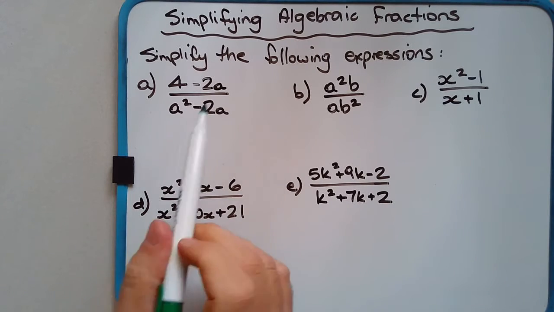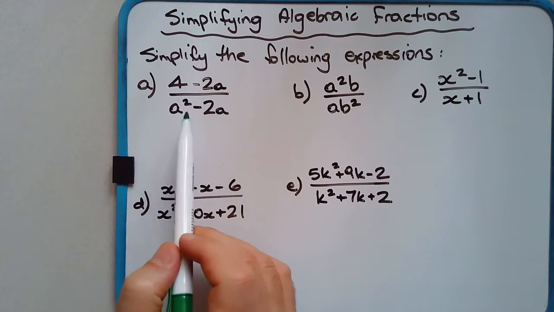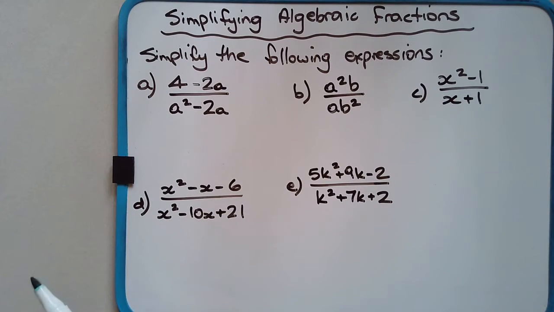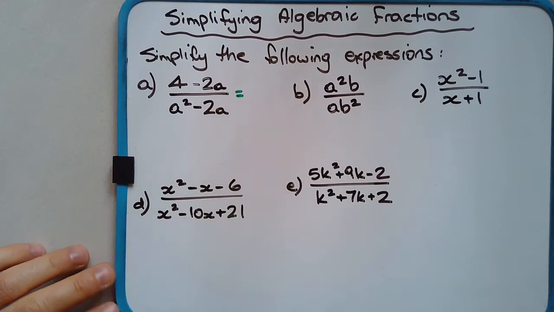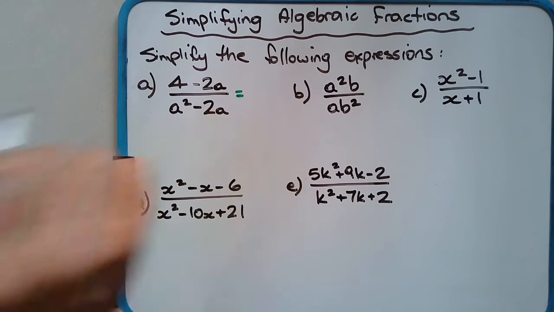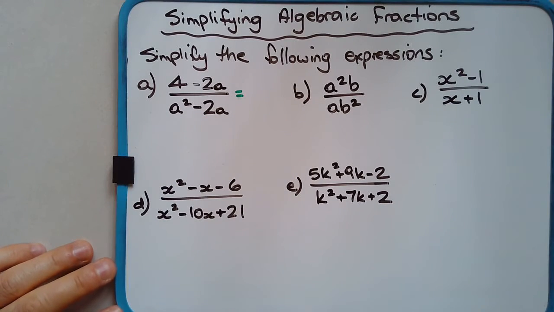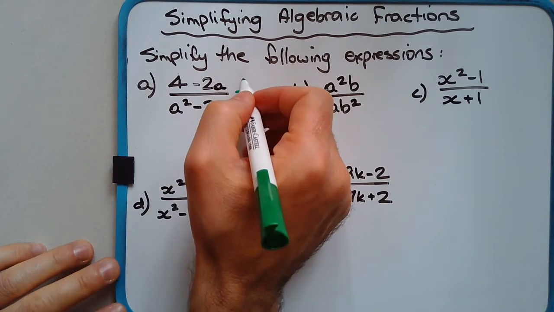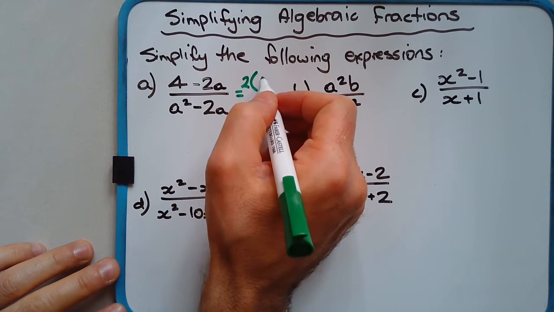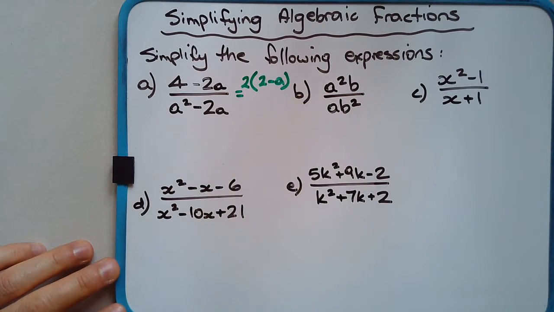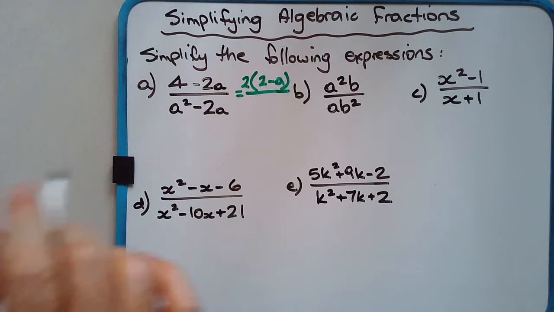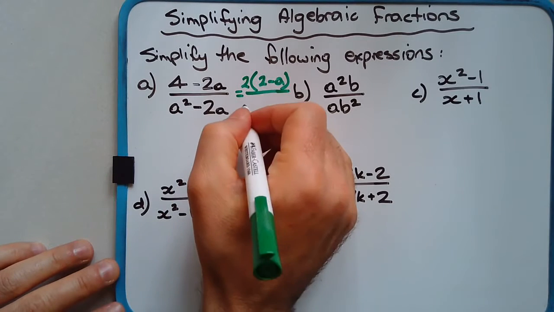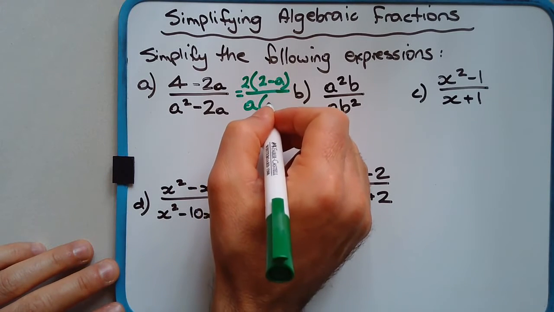I'm going to simplify the fraction 4 minus 2a over a squared minus 2a. So the first thing I'm going to do is factorize this first. I'm just going to write it this way to save a little bit of space. So we can apply common factorization first. We can take out a 2 from the numerator, and that's going to be 2 minus a, over the denominator. We can factorize out a, and that's going to be a minus 2.